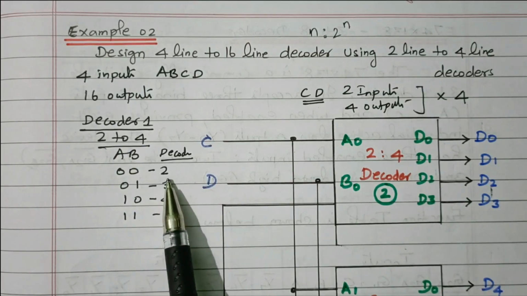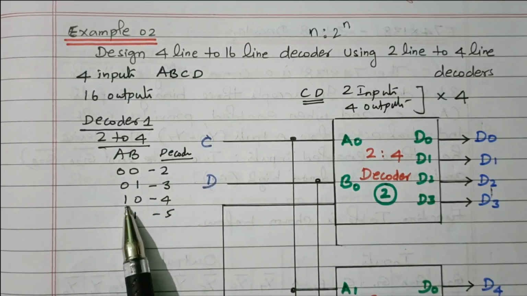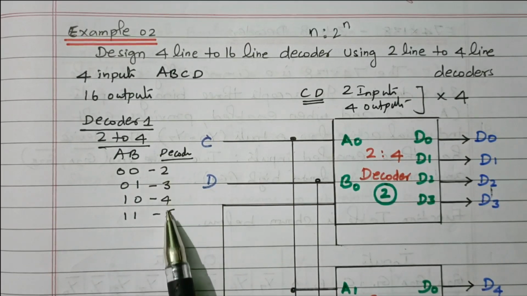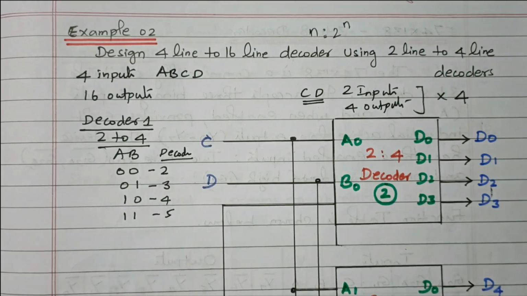0 0 means we will select the second decoder. 0 1 means we will select the third decoder. 1 0 means we will select the fourth decoder. 1 1 means we will select the fifth decoder. So we can select this one out of 4 decoders based on this combination. Now we will see the logic diagram.